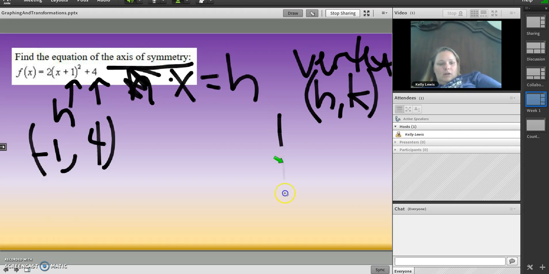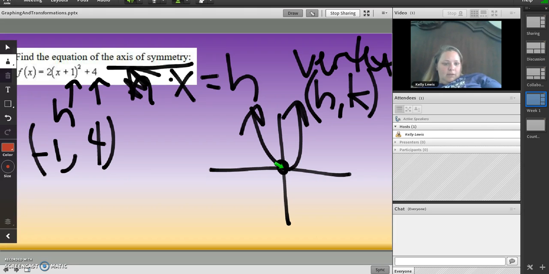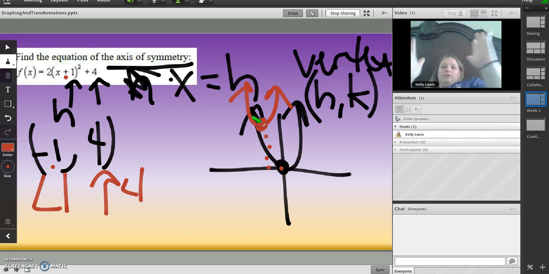And so that's the normal guy, and the vertex right there. And this guy means he's positive 1, so he's going to go left 1, and then he's going to go up 4. So left 1, up 4, whatever. He looks like this, okay? And so that's the vertex. And so if you fold it, then it will match up.